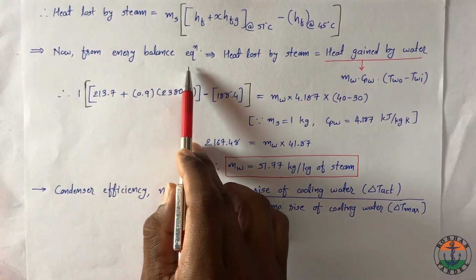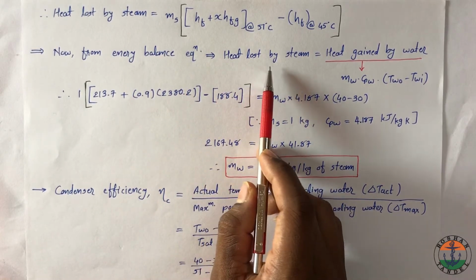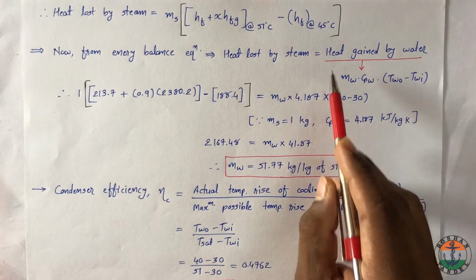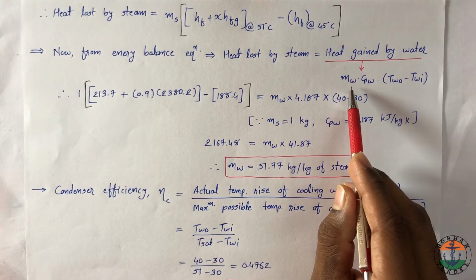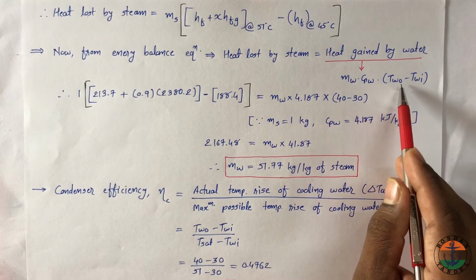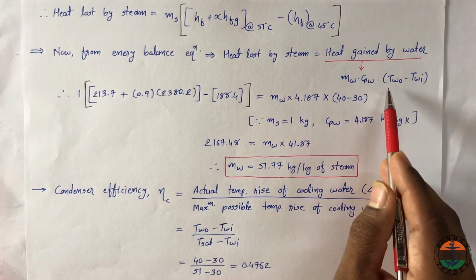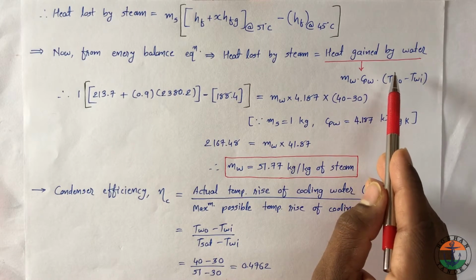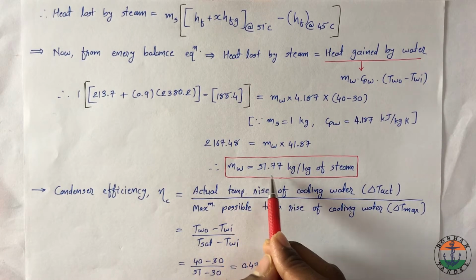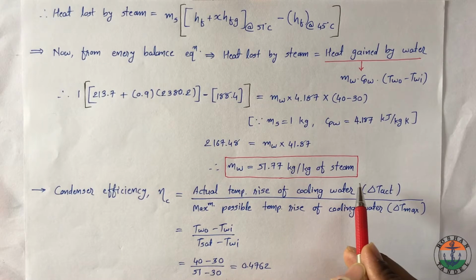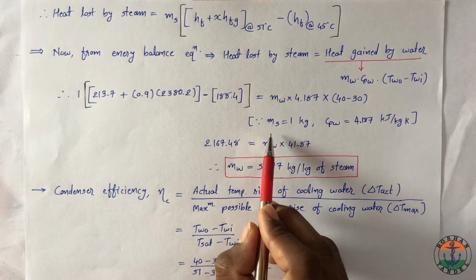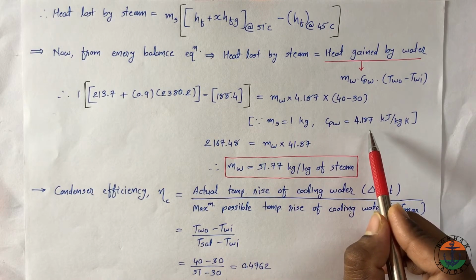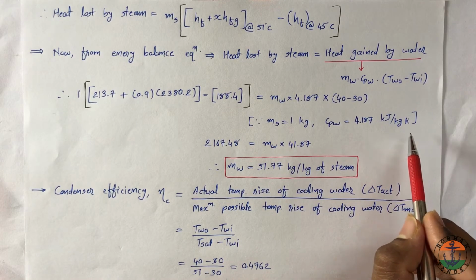Now, from energy balance equation, you can say that heat lost by steam is equal to heat gained by water. Heat gained by water can be calculated by mCp into delta T for water. Put all the known values in this energy balance equation. So you will get MW as 51.77 kg per kg of steam. Here, mass of steam is considered as 1 kg. CPW is 4.187 kJ per kg Kelvin.